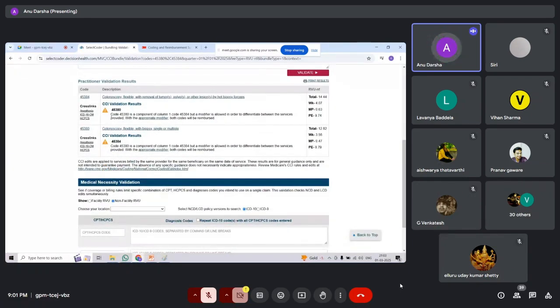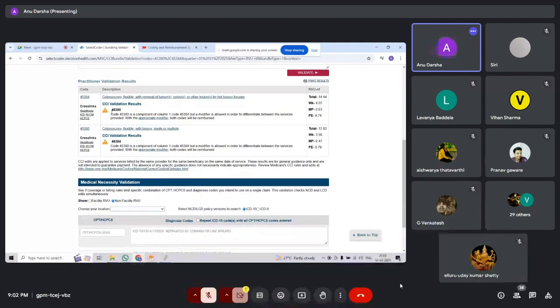See what it is showing. Code 45380 is a component of column 1 code. What is the column 1 code? 45384. So what it is showing as per this edit. This is a yellow color edit, which is called the column 2 code edit.